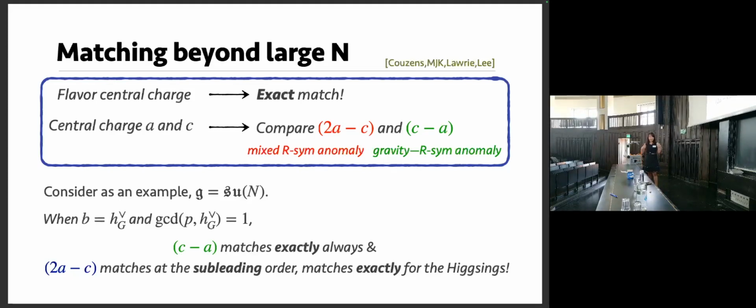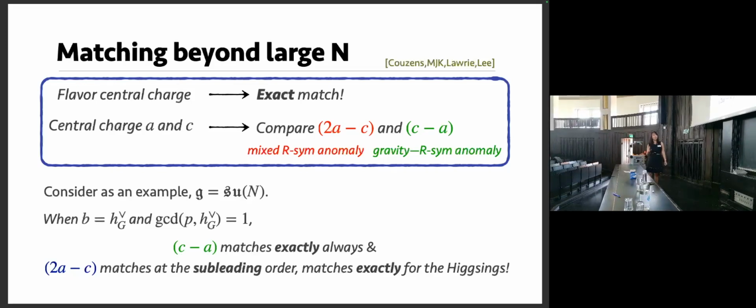And they are actually shown to match beyond just the leading order when a particular condition is imposed. In fact, if you remember, for the CFT, I was saying that the flavor symmetry does not get enhanced, it's just fixed as G, when B is HG check and GCD of P and HG check is 1. Let's impose that exact same condition. What we'll see is that C minus A actually matches exactly, and 2A minus C matches at the subleading order for the UV theory, and for every Higgsing, it matches exactly.